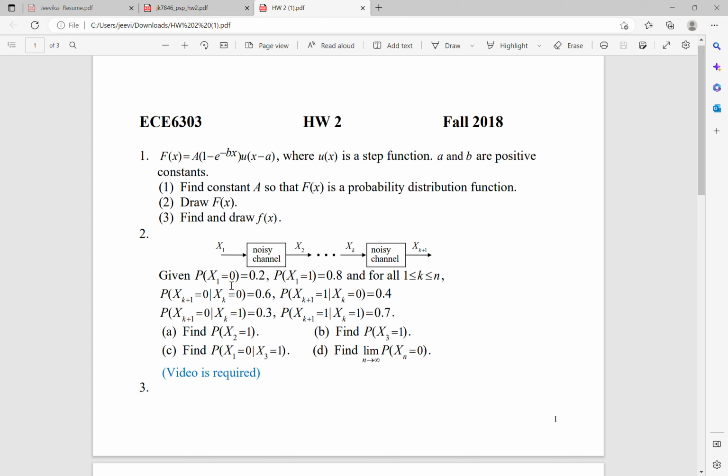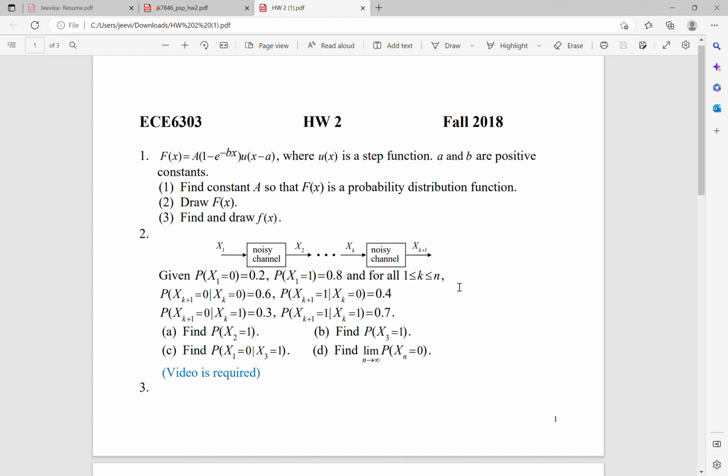Now, given the probability that X1 is equal to 0 is 0.2. As you know, for each input signal data the value can be either 0 or 1. So the probability that X1 is equal to 0 is 0.2. The probability that X1 is equal to 1 is 0.8, for all values of k which is between 1 and n.